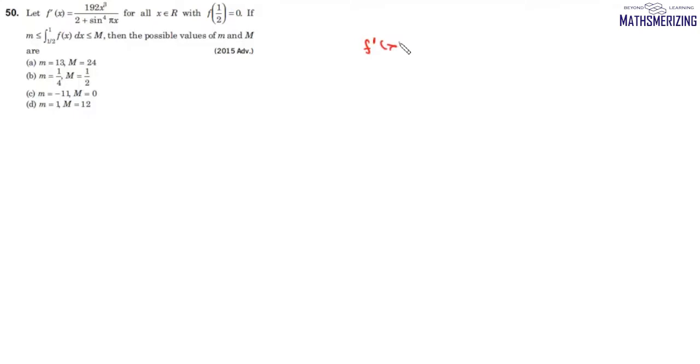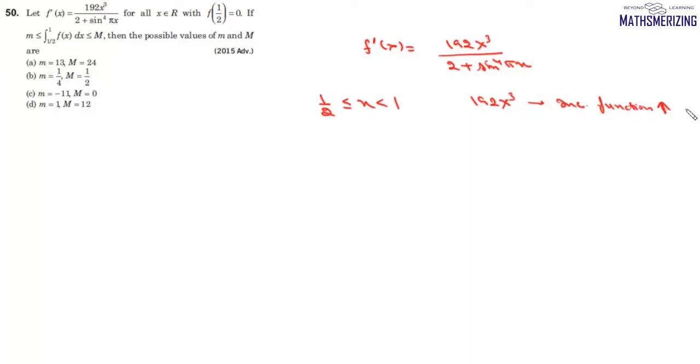So we can write f dash x as 192x cube upon 2 plus sine to the power 4 pi x. Now in this interval, when the value of x lies between 1 by 2 and 1, this 192x cube is an increasing function. So the value of this function increases.